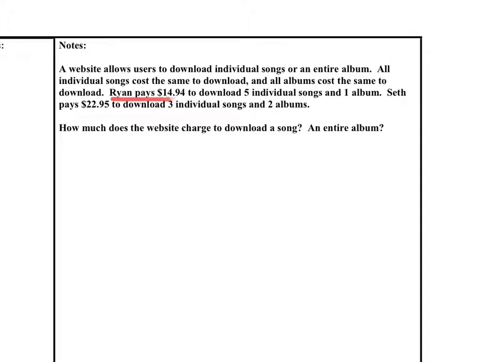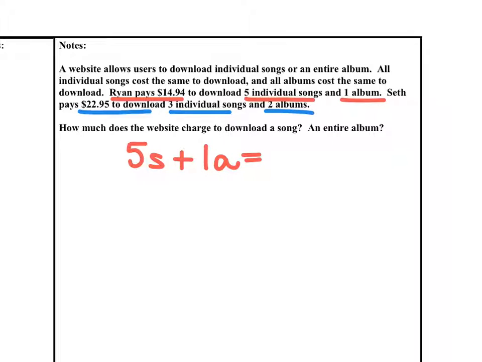So we got Ryan and Seth. Would someone please give me Ryan's equation? Bella, go ahead. 5S plus 1A equals 14.94. And so what does S and A stand for? S equals songs and A equals albums. Sounds good. S for songs, A for albums. Makes sense to me.